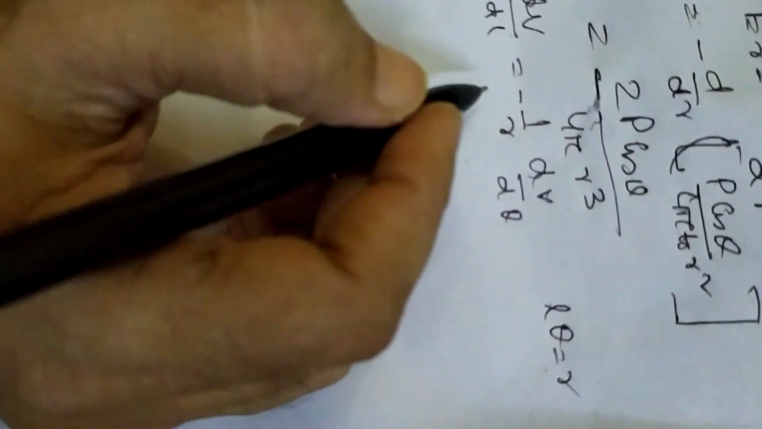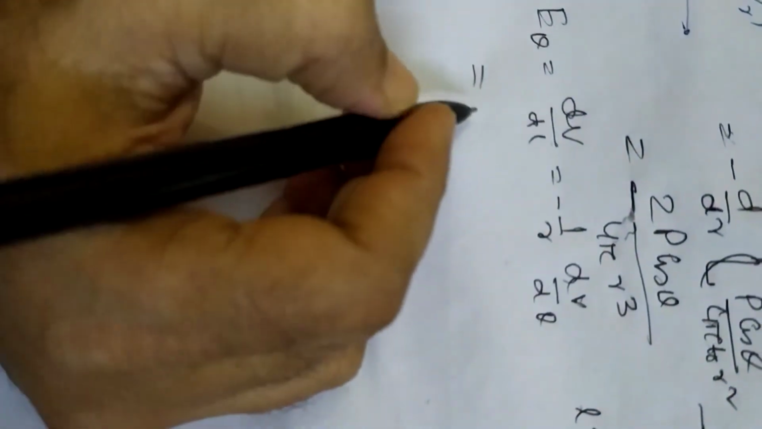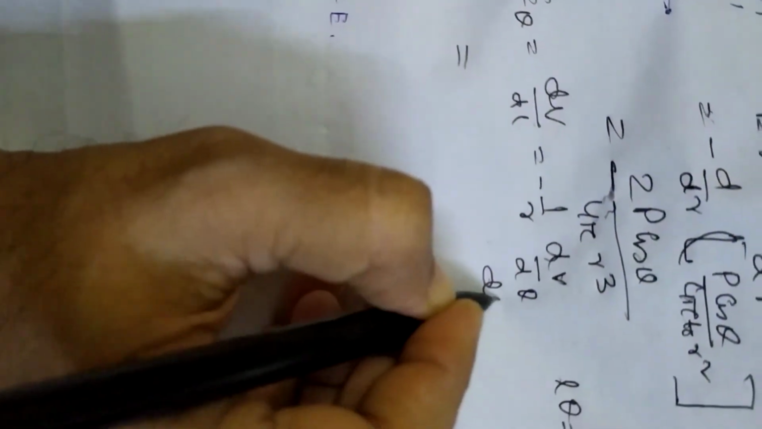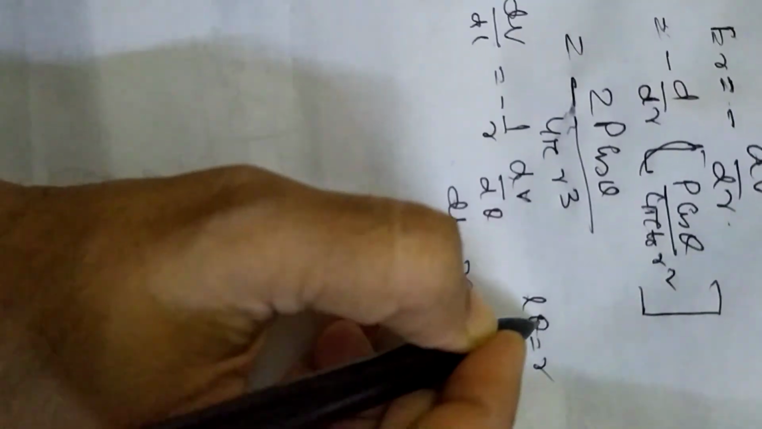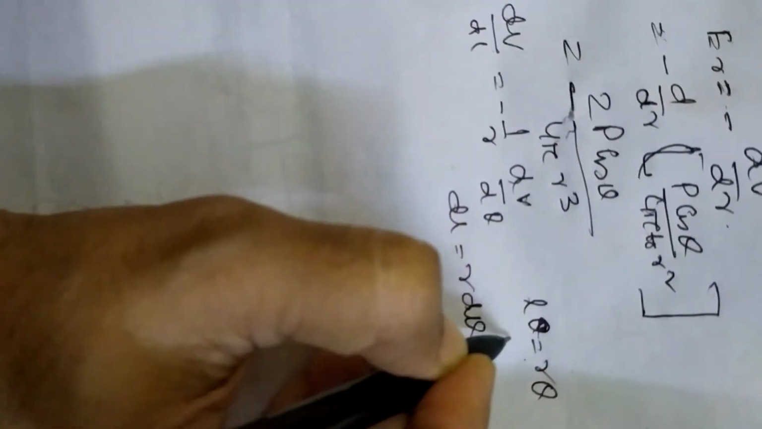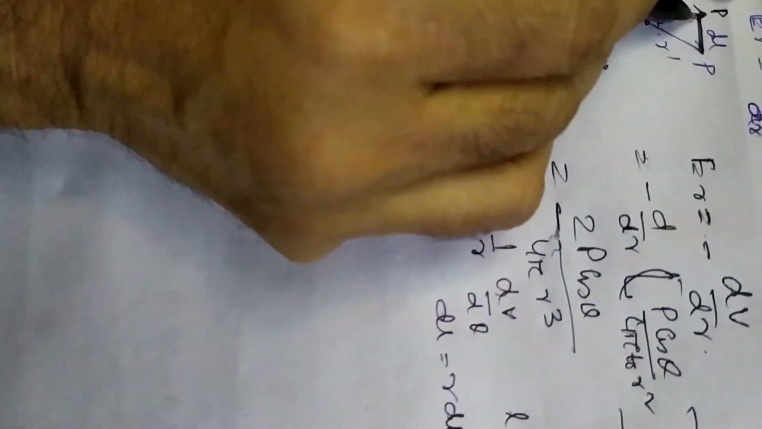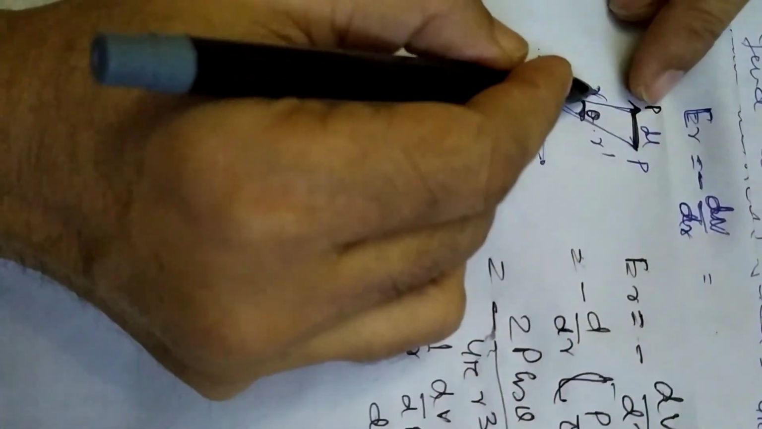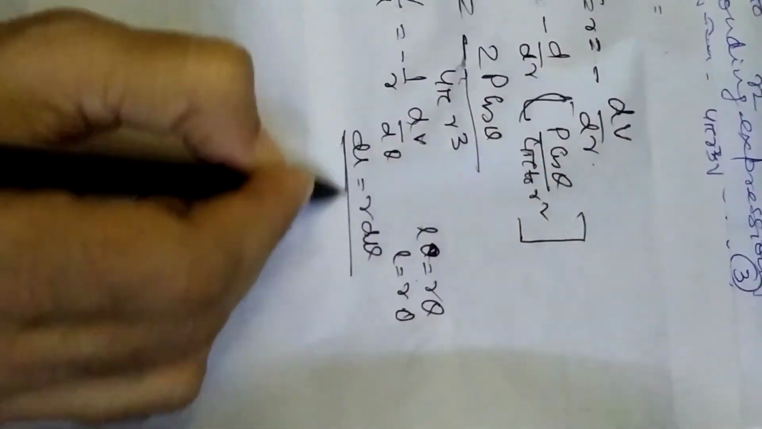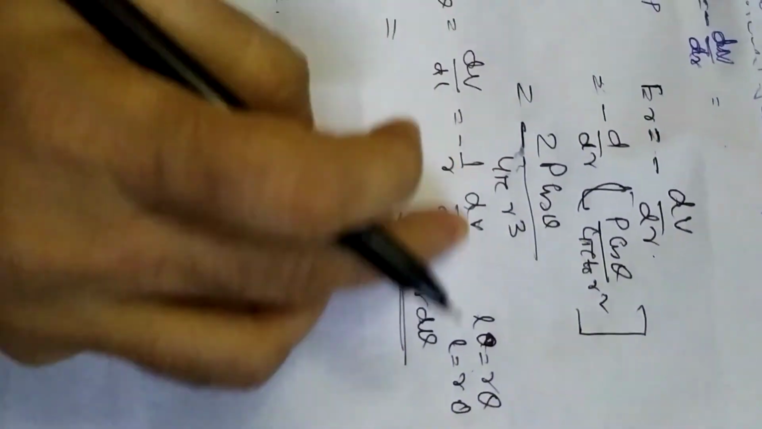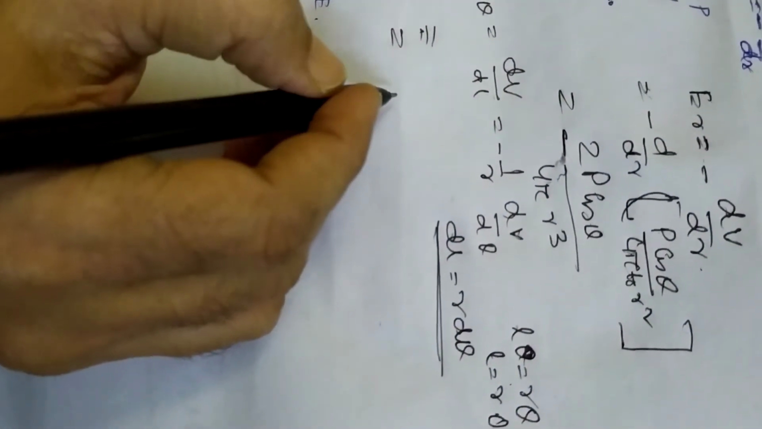Clear? So as we write it, next we write dl equals r into d theta. From the figure you can make out, this is dl and this is r, so dl equals r into d theta. From this we write this expression. Next we write how we get this one.